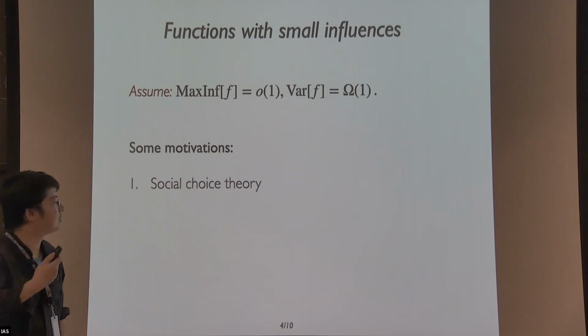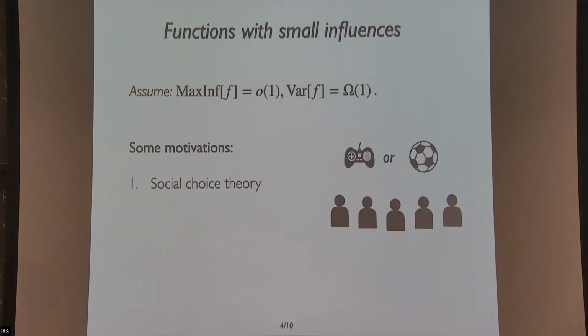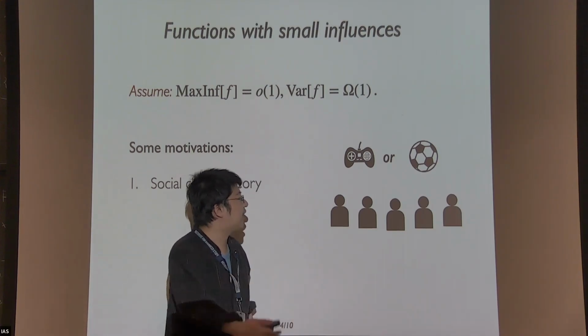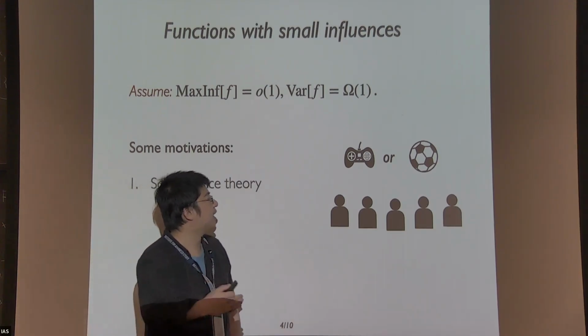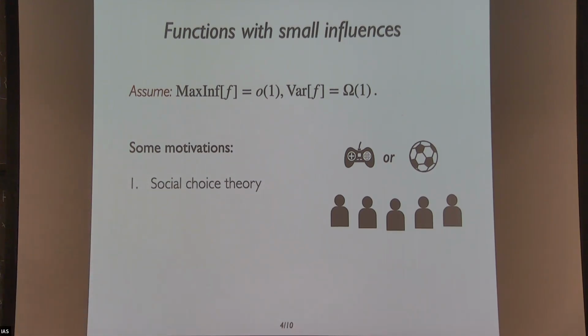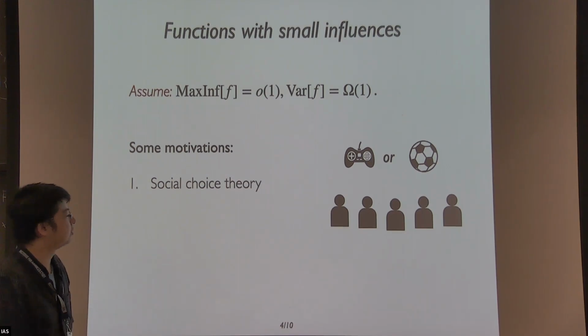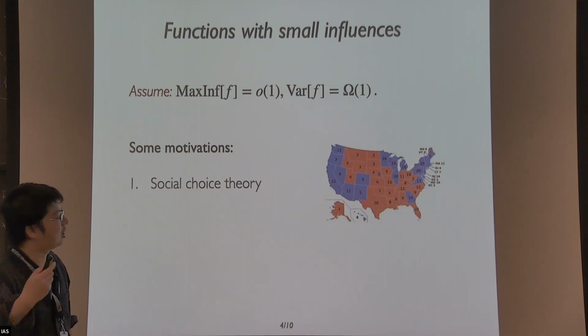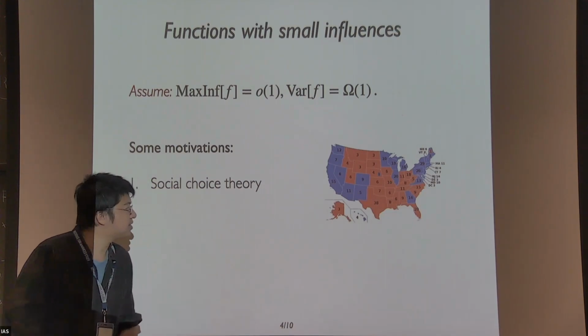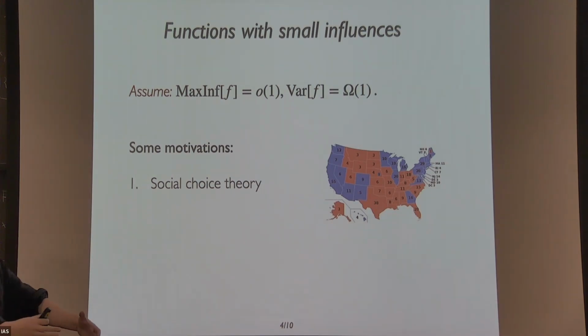The first application is social choice theory. Let's say during the weekend, maybe after this talk, you and your friend are going to hang out together, and maybe you can play games at home or play soccer on the grass. Each of you will have your own preference, and you want to reach a consensus. What you can do is maybe take the majority preference. But you can do a more complicated thing, like voting for the president. We take the majority vote within each state, and we aggregate the votes from all the states based on the weighted majority. And you can, of course, design your own voting scheme.